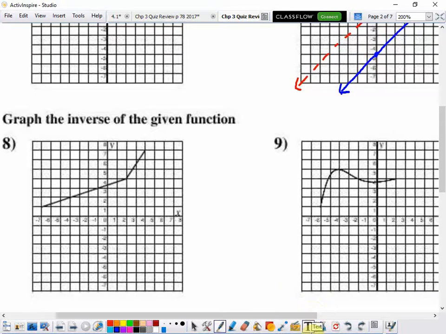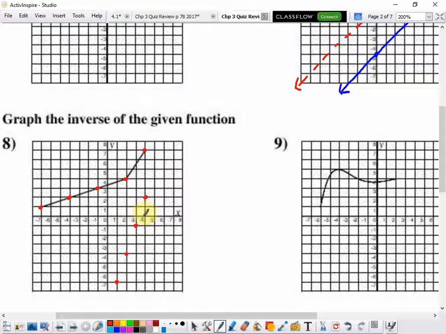Number 8 and 9, graph the inverse. To graph an inverse, first thing I'm going to do is look for any integer coordinates. And what I'm going to do with those is take their x and y values and reverse them. So negative 7, 1 is going to be graphed as 1, negative 7. Negative 4, 2 will be 2, negative 4. Negative 1, 3 will be 3, negative 1. 2, 4 will be 4, 2.